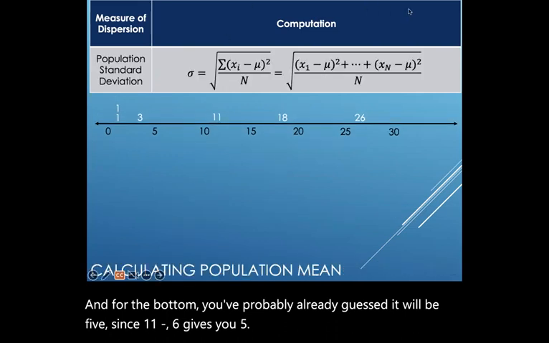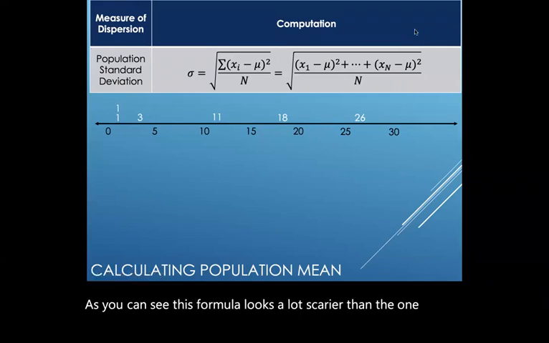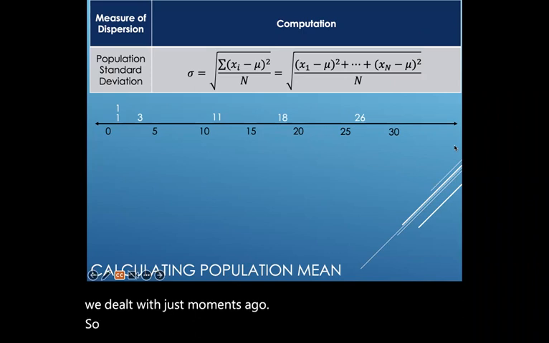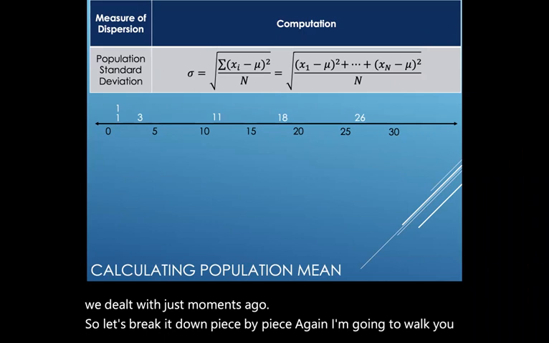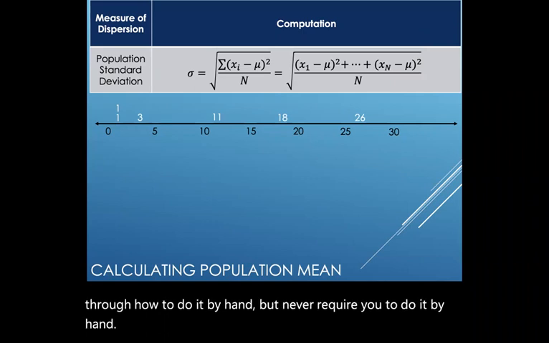Moving into the next measure of spread is the population standard deviation. Well, as you can see, this formula looks a lot scarier than the one that we dealt with just moments ago. So let's break it down piece by piece. Again, I'm going to walk you through how to do it by hand, but never require you to do it by hand. So please keep that in mind.